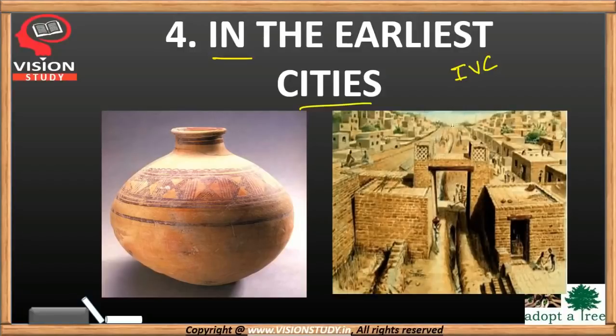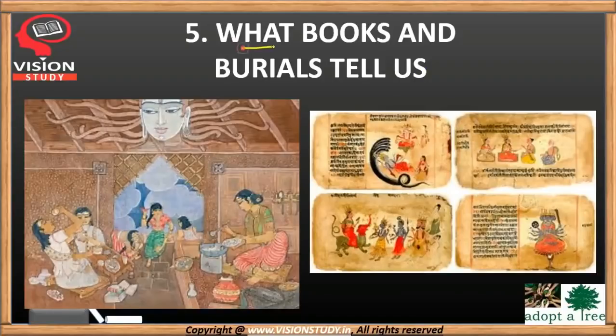The next chapter is What Books and Burials Tell Us. In this chapter we are going to study the books, the Rig Veda, Samaveda, Yajurveda and Atharvaveda, the whole of the Vedic period, the life of people in the Vedic period, the condition of women, the taxation practices, and the practices of everyone in their daily life. How did they spend their life? What things did they do? How were the social differences?